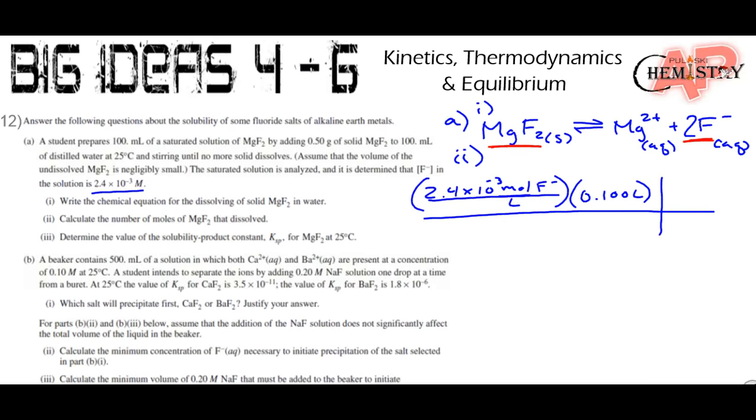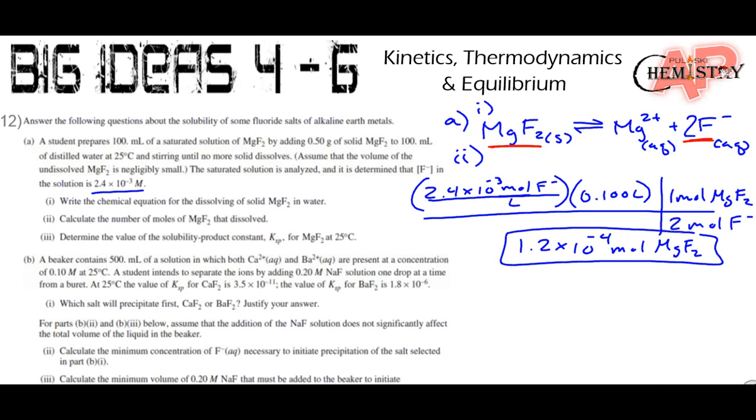Okay, so what you could do is just simply think of it this way: you could take this whole relationship right here and then simply say for every 1 mole of my MgF2, I have 2 moles of my F minus. And because of that, I am going to get a value. So 1.2 times 10 to the negative fourth moles of MgF2.